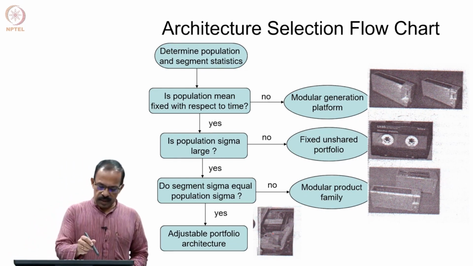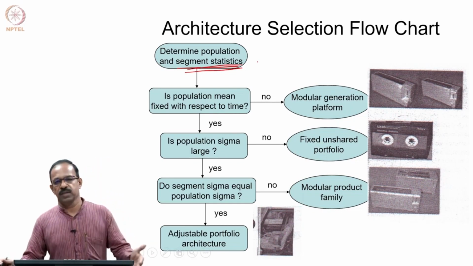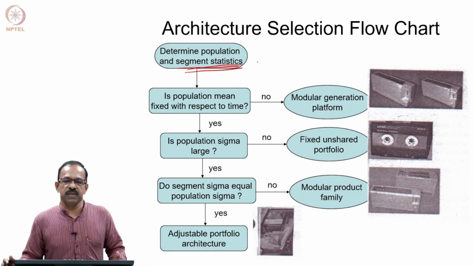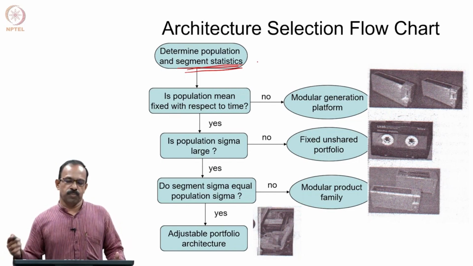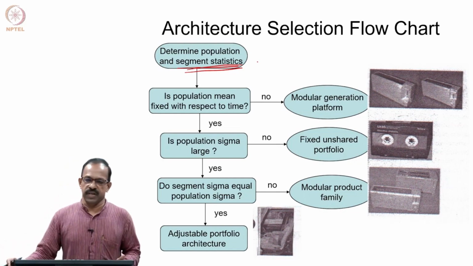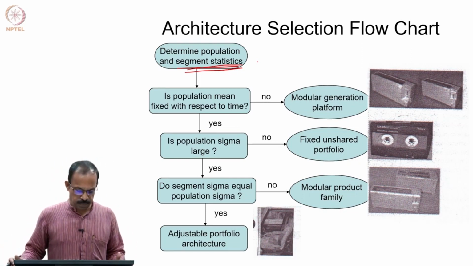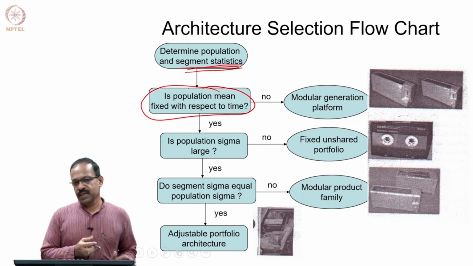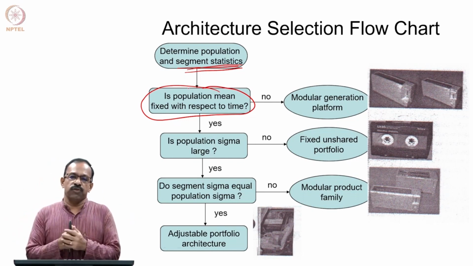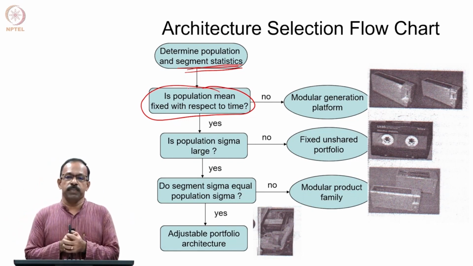So, the algorithm is like this. You determine the population and segment statistics as we mentioned in the previous slide. The statistics, basically the mu and standard deviation, that is the mean and the standard deviation for all the needs, for population, segments, and the time variations, or the variation over a period of time. Now, we will ask the question: is the population mean fixed with respect to time? That is, is there a variation of the population mean over a period of time?